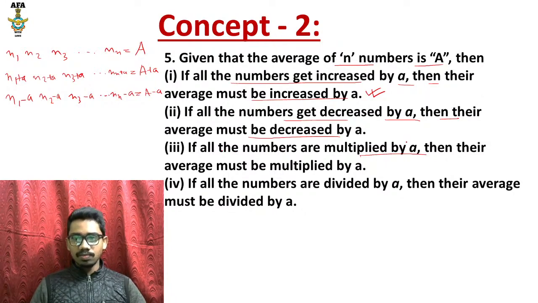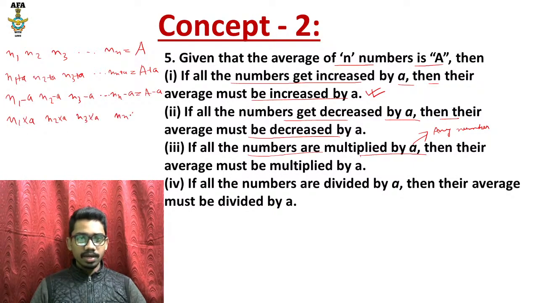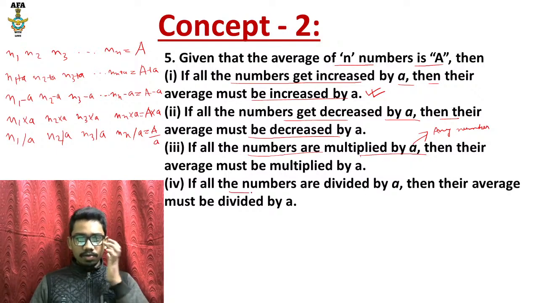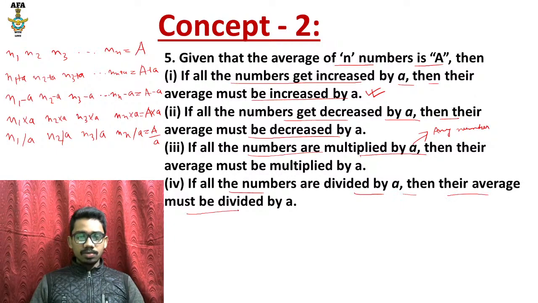Okay, in case of average, a is any number by which the numbers are being changed. If all the numbers are multiplied by a, then their average must be multiplied by a. See, n1 into a, n2 into a, n3 into a, and you can write nn into a. Then their average will be multiplied by a. And if all the numbers get divided by a, so n1 by a, n2 by a, n3 by a, or nn by a, then their average will be divided by a. So if all the numbers are divided by a, then their average must be divided by a.